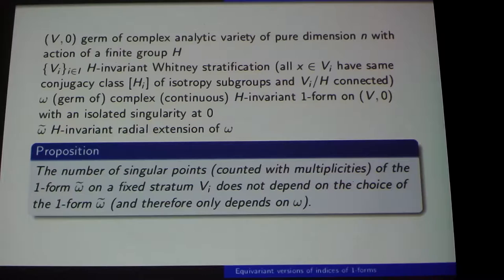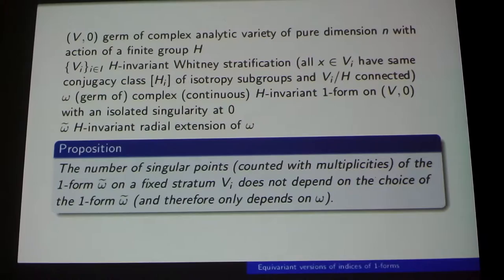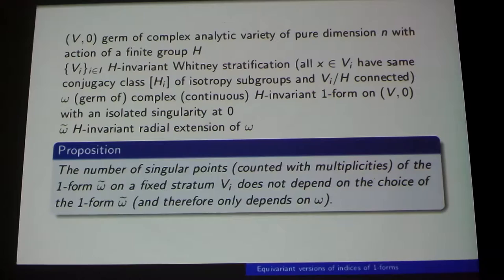Radial extension means that this is a form which agrees with omega on the boundary of the neighborhood of my singular point zero. It has only isolated singular points on the strata, and if one stratum is embedded in another stratum, then it extends radially to the bigger stratum. To extend radially means for the one-form that the one-form is positive on vectors which are regular. And you can get an H-invariant radial extension if you take an arbitrary radial extension, and then you take, for example, the mean over the group. You get an H-invariant radial extension.